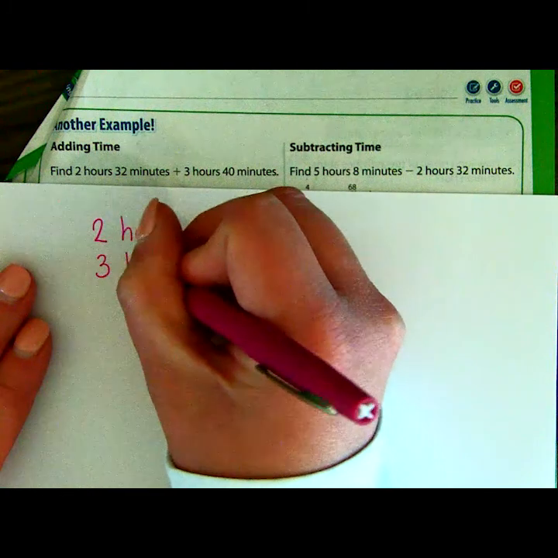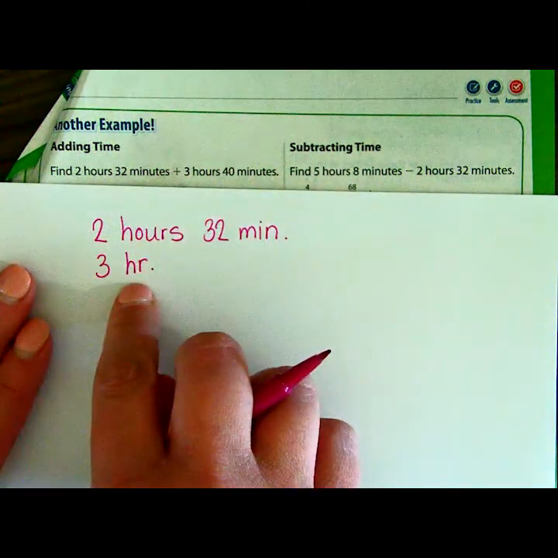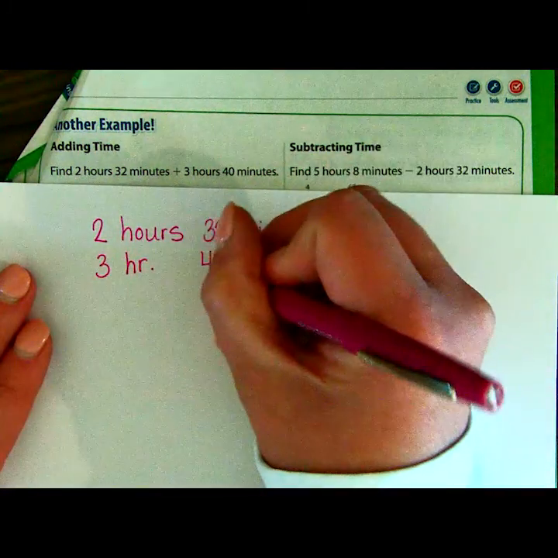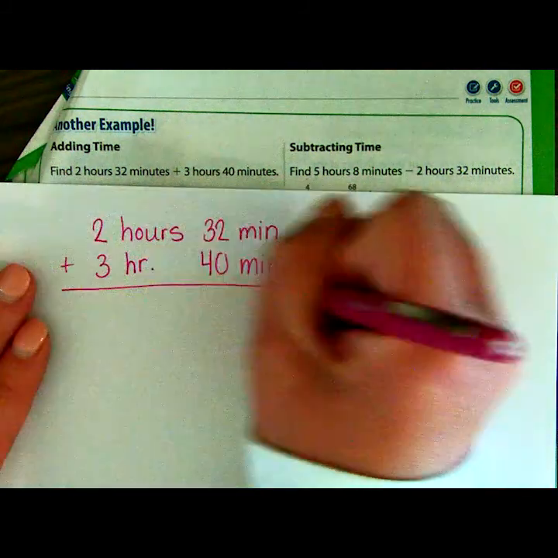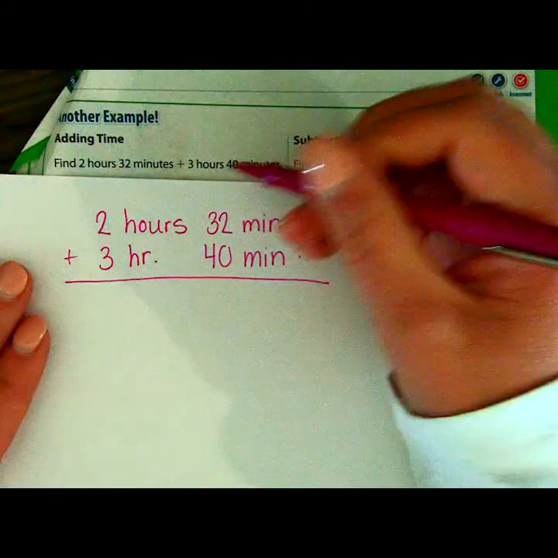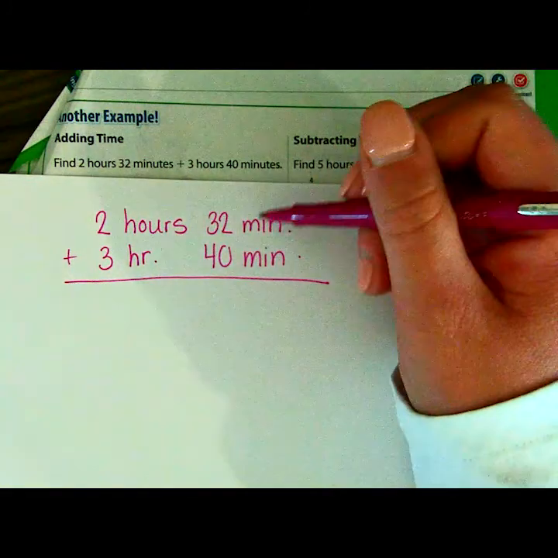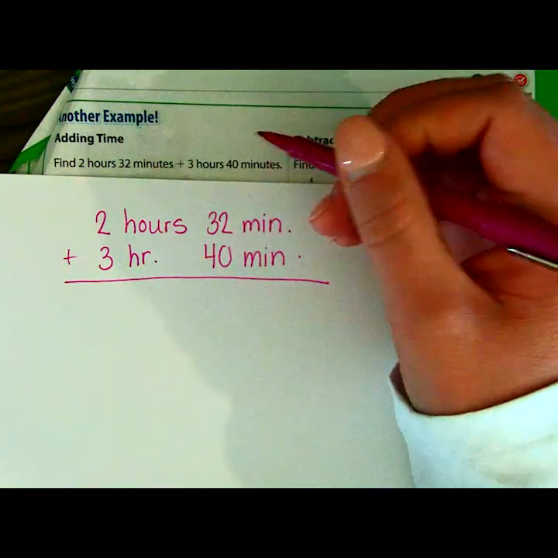Okay, so just like when we add normally, we start with place values. Well, this time we're starting with this unit of time right here, starting with minutes. And we're going to add, and we may have to regroup. 2 plus 0 is 2, and 3 plus 4 is 7.